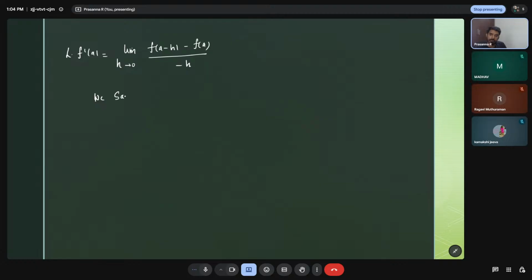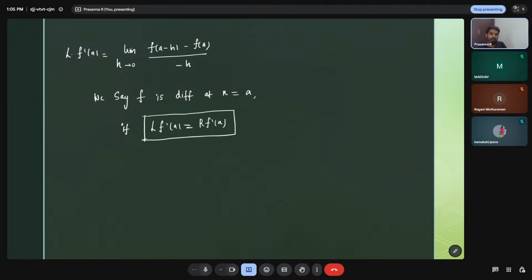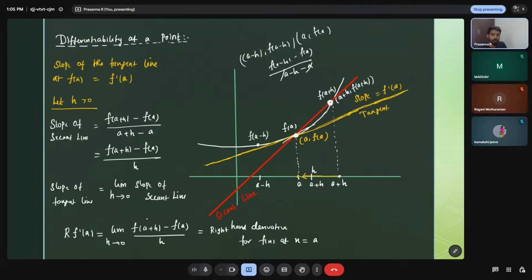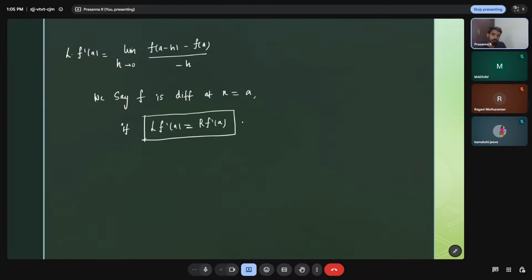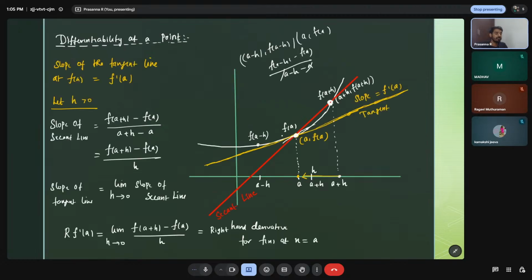We say f is differentiable at x equal to a if the left hand derivative is equal to the right hand derivative. That's it. So the only thing is you have to find the limit for this function. That will be your L of f dash of a. You have to find the limit for this function. That will be your R of f dash of a. You see whether both are equal and also finite. If this happens, then we say f is differentiable at a.